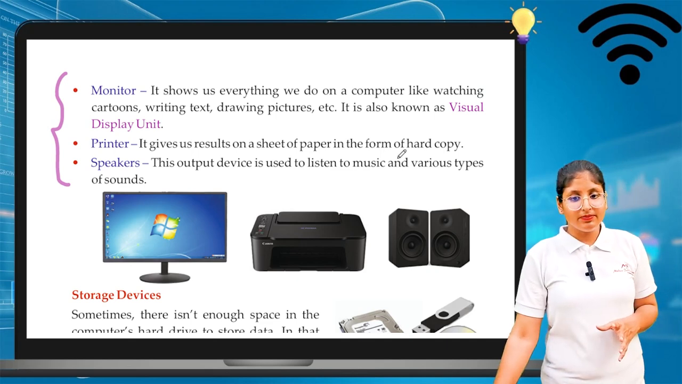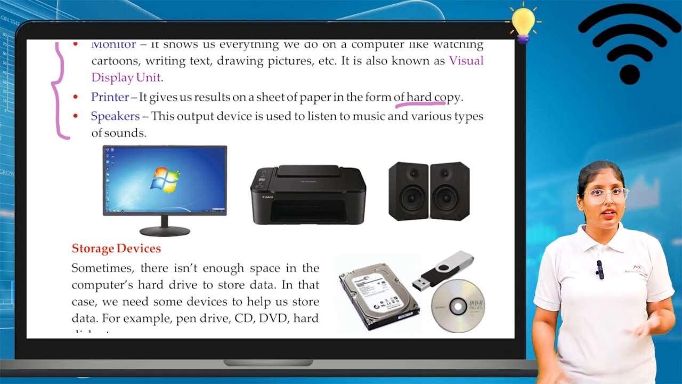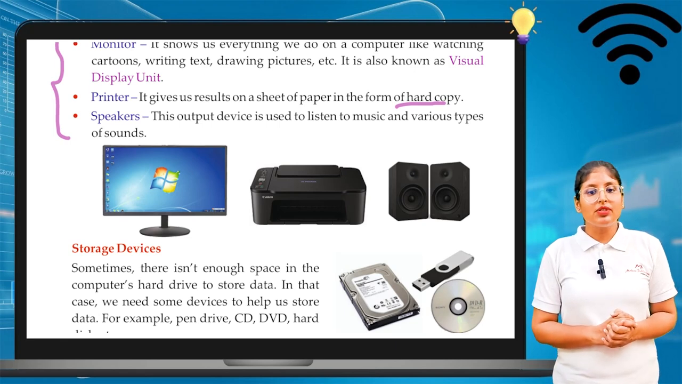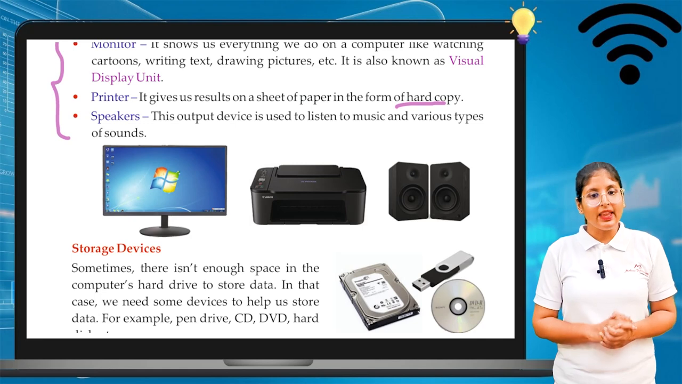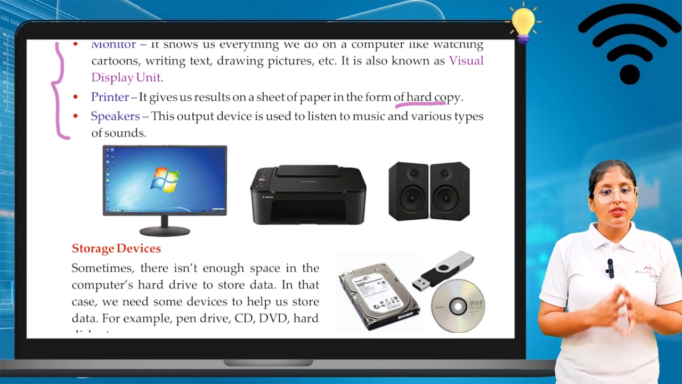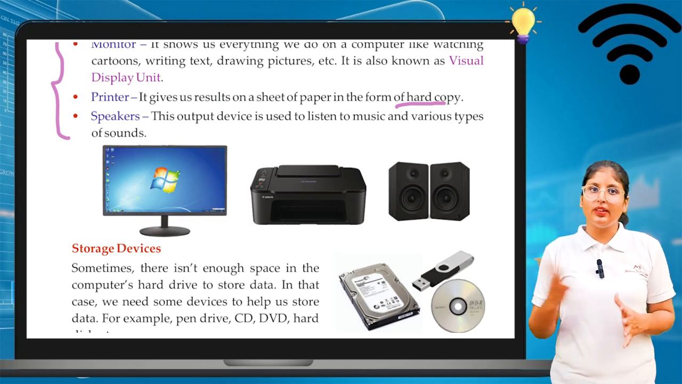Next is the printer. Printers nowadays are very popular, both black and white and color. It gives us the result on a sheet of paper in the form of a hard copy. Next, the speaker is also used. This output device is used to listen to music and various types of sound.